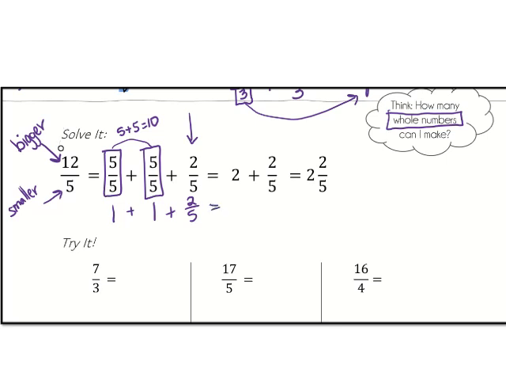The next step, they just grouped my whole numbers together to write the number 2. So now I have 2 plus 2/5, and then to write it as a mixed number, I don't need to show the plus sign anymore. I just have 2 and 2/5.